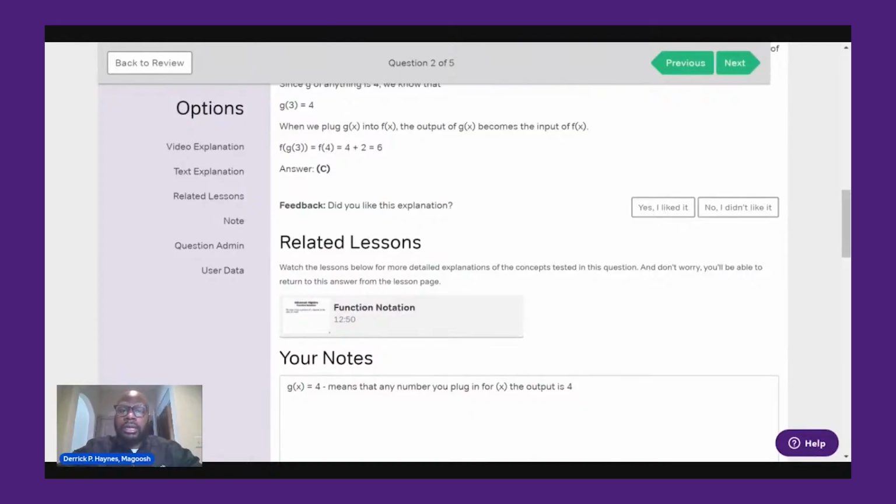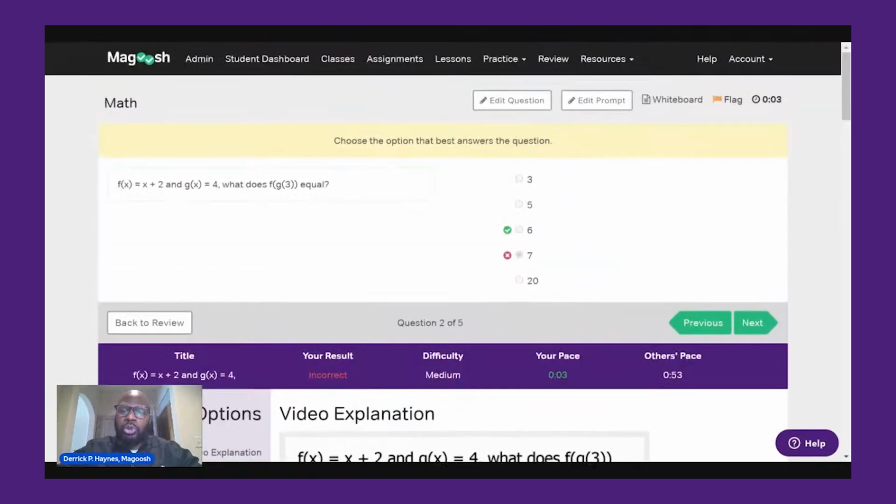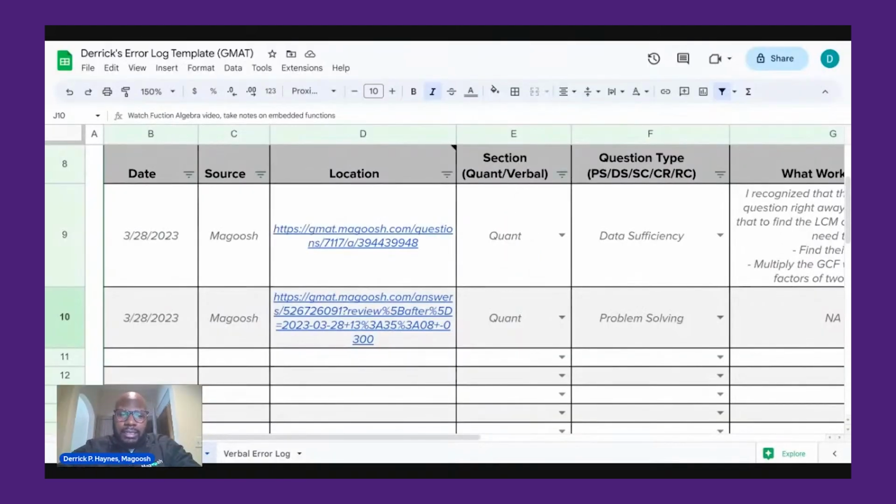What Magoosh does is make it possible for you to use the information that we've created on a different error log, right? On an error log that you created. So you can take this information that is provided, copy this link, and then go into your error log and start to build out what is being taught, right? So we have the date, the source is Magoosh, the location is the link, quant is the section type, problem solving is the question type.